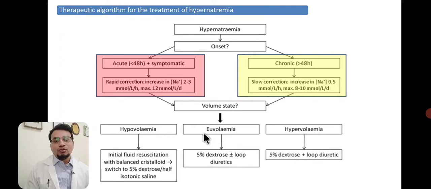In case of euvolemia, 5% dextrose is the ideal fluid, plus or minus a loop diuretic depending upon the condition. If the patient has hypervolemia, signs of hypervolemia like peripheral edema or pulmonary edema, then we should be using a loop diuretic along with 5% dextrose for correction of hypernatremia. So this is a very good treatment algorithm we should be using for the cases of hypernatremia.